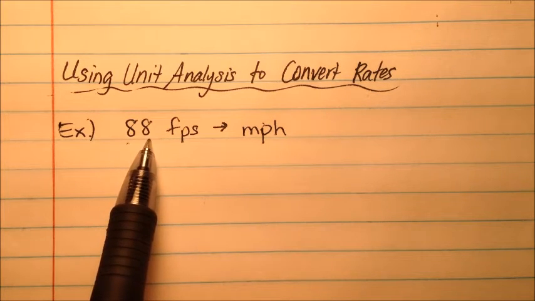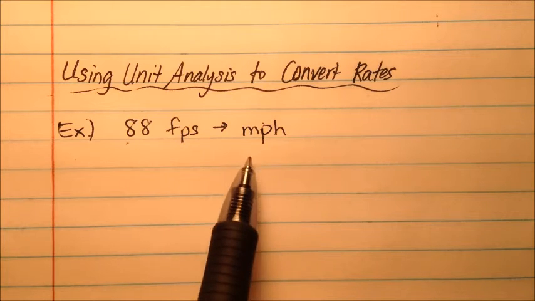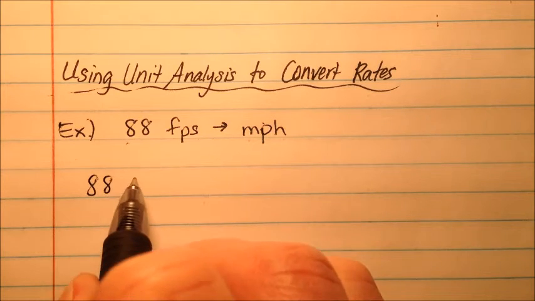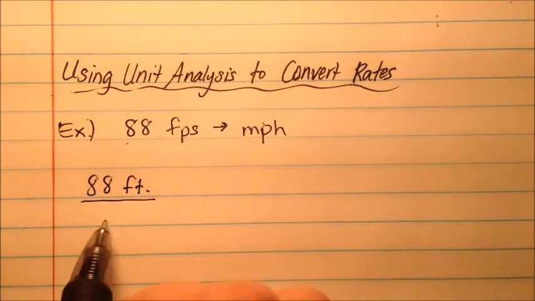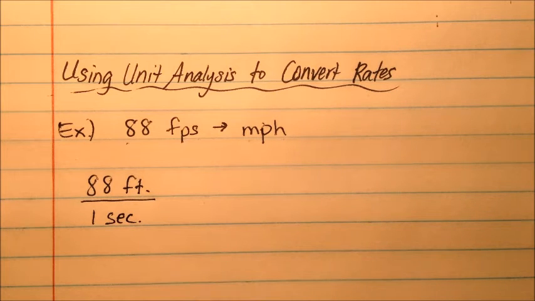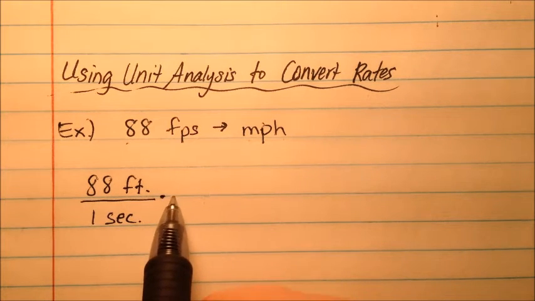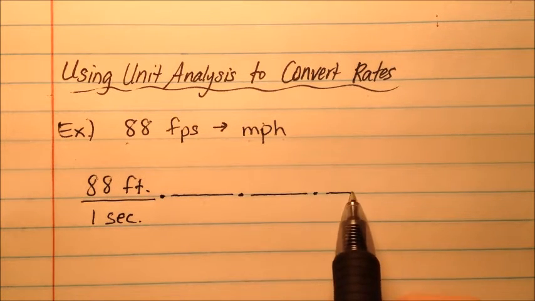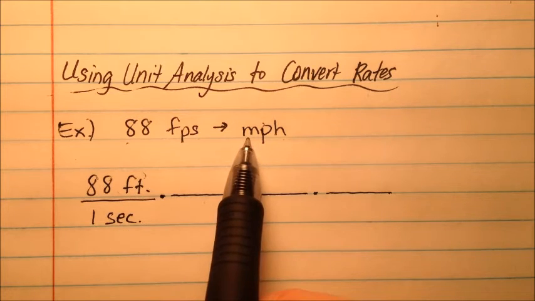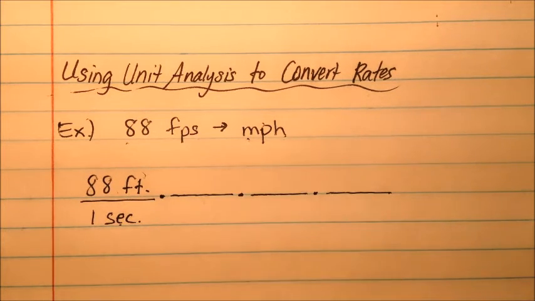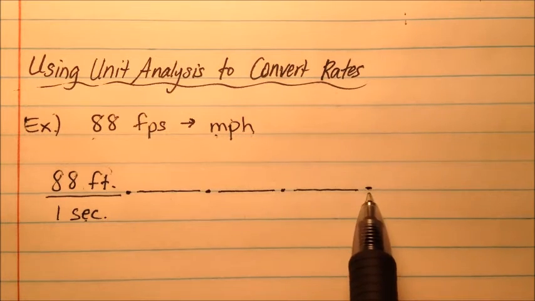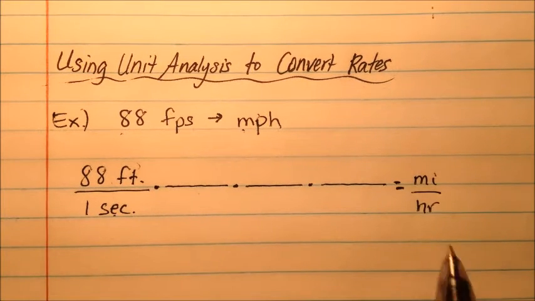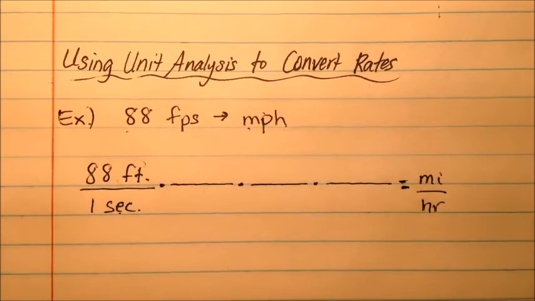In this first example we have 88 feet per second, and we're going to convert that to miles per hour. As we first set this up, it's going to be 88 feet on top and then per second, so 1 second on bottom, just like that. We're going to be multiplying by a few unit multipliers, and our goal is to change our feet to miles and our seconds to hours, which means that when we're done we need to have miles on top and hours on bottom, and then we'll deal with the numbers afterwards.